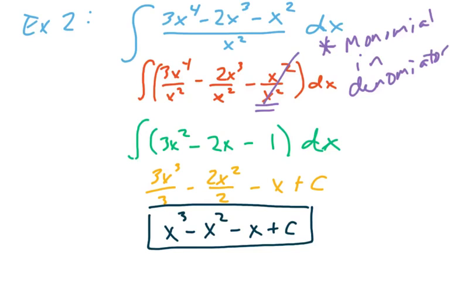All right, and here we are. x cubed minus x squared minus x plus c. That's our final answer. Again, in the step before, we had a 3x cubed over 3, so the 3 simplified, the 2 simplified, and so all of our coefficients in this case end up being just a 1. All right, let's go to our final problem for the day.